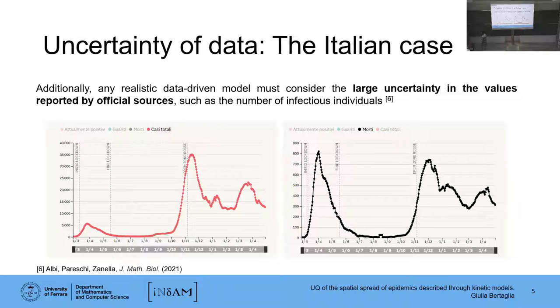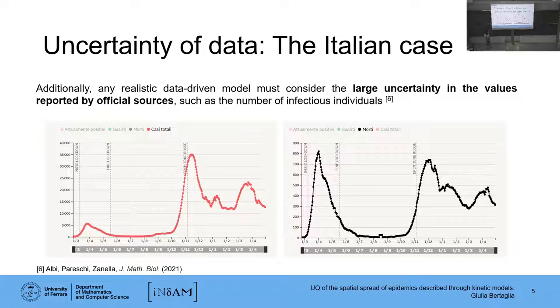So another important aspect concerns, of course, since we are at a UQ workshop, the large uncertainty of values reported by official sources. So any realistic data-driven model must consider this limitation. This is generally true for the social sciences, and if we consider epidemiological models, for example, for sure there is a large uncertainty in the number of infected individuals detected and reported by official sources.